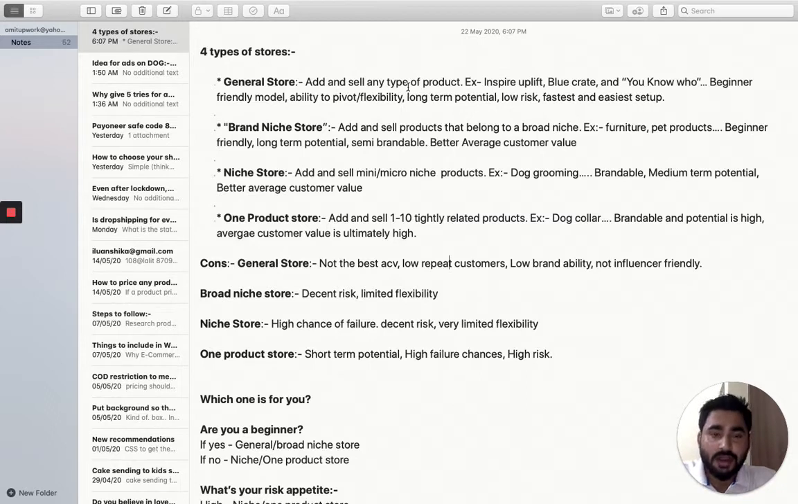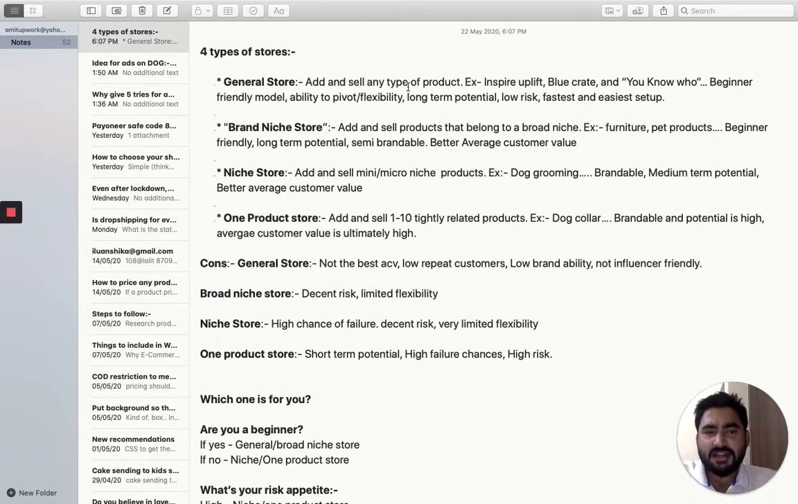It is also kind of beginner friendly, and it also has long term potential, but it is a bit more brandable. You can tie up with a white label businessman. They can supply the product, white label manufacturers can supply it, and you can then brand it. Else you can sell already branded, already acquired, or already trending products in the market on your store.